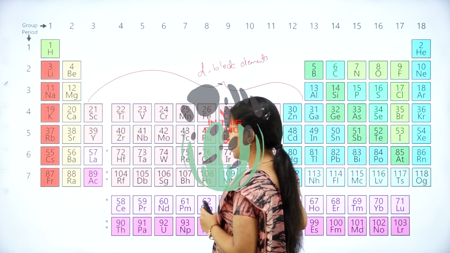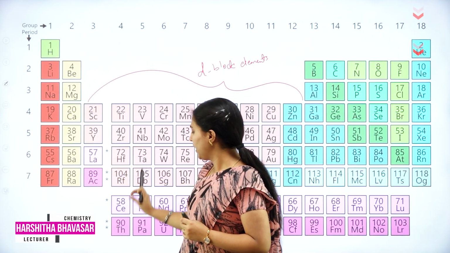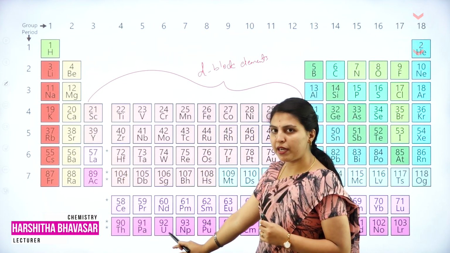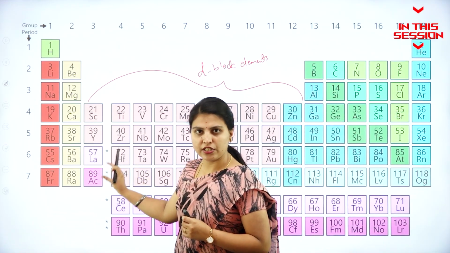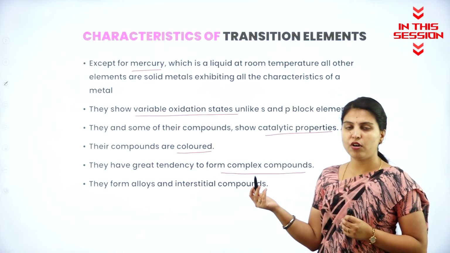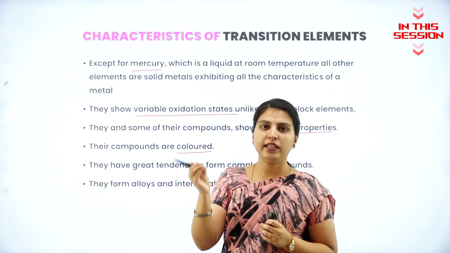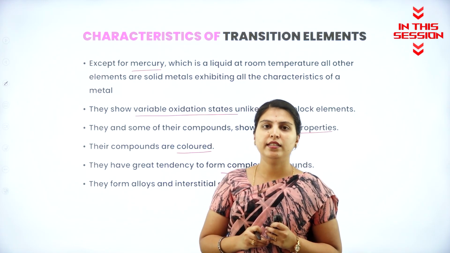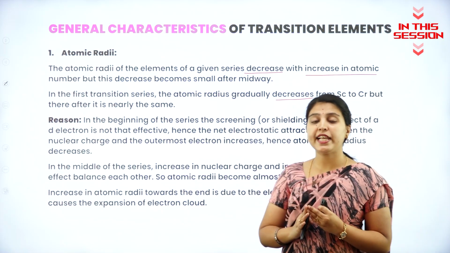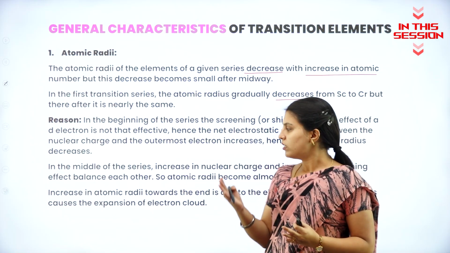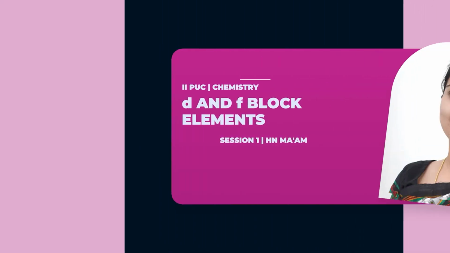This first series has been taken from the 6D transition series. The second series, from atomic number 90 to 103, they have taken from the 7D transition series. Interstitial compounds mean when there is a space or vacancy in some solid, in that metal can be inserted. Due to this electron-electron repulsion, it will cause the expansion of the electron cloud. So here the atomic radii will keep on increasing.